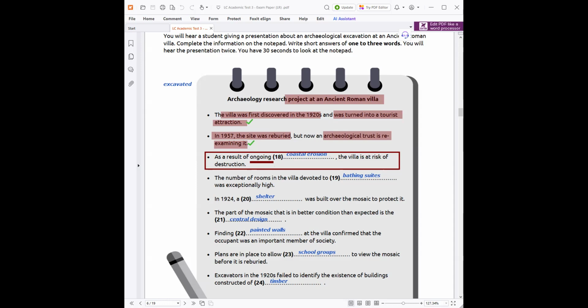I'll repeat this part. Just listen to this. And continuing coastal erosion means that this important site is in danger of slowly falling into the sea over the course of the next 100 years. Right? It is in danger. It is at risk. So answer becomes what? What poses this risk? Coastal erosion. Right? That becomes my first answer. Okay?